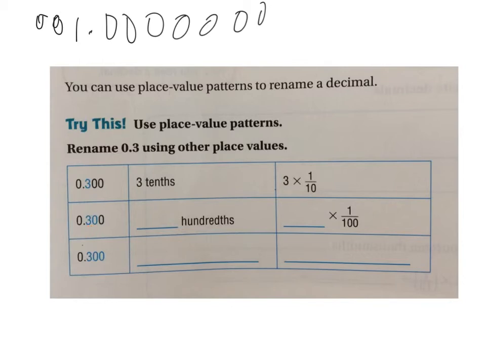How many hundredths do we have? Rashika? 30. That's 30 hundredths. And how would I write 30 hundredths in expanded form? Tanvi? 30 times 1/100. What if I have 2 zeros after the 3?